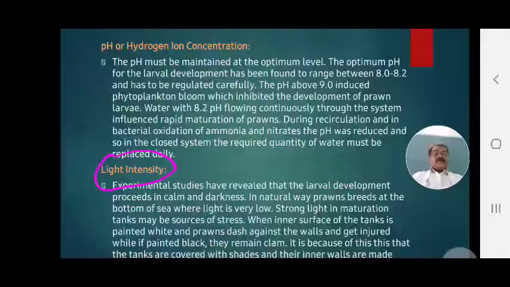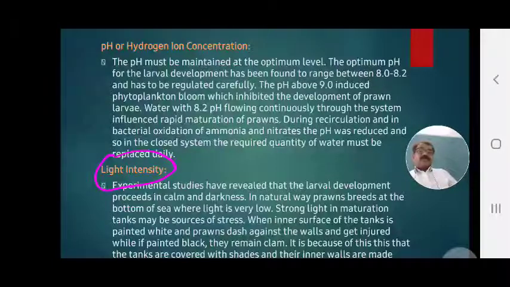When the inner surface of the tank is painted white, prawns dash against the walls and get injured. When the inner tank is painted white, prawns dash against the walls and can be injured. Their legs, such as the ciliate legs and thoracic legs, can be broken and cut, and they remain injured. To avoid this injury, the water should be calm, quiet, and dark.